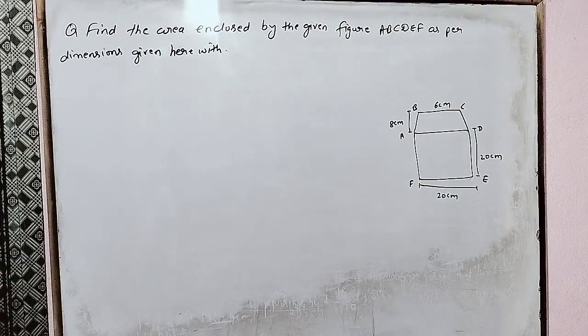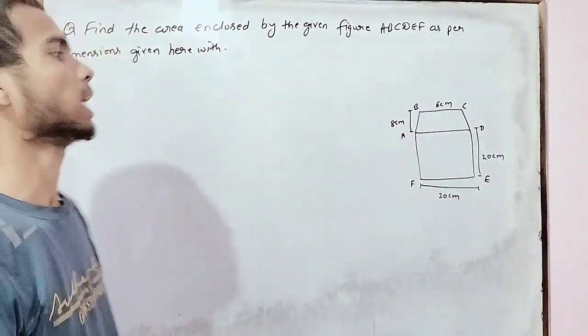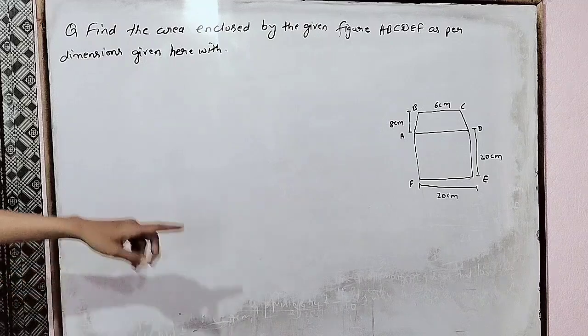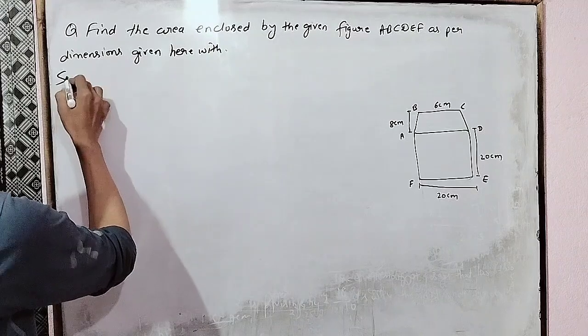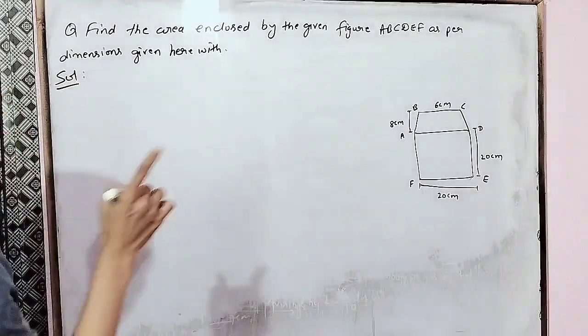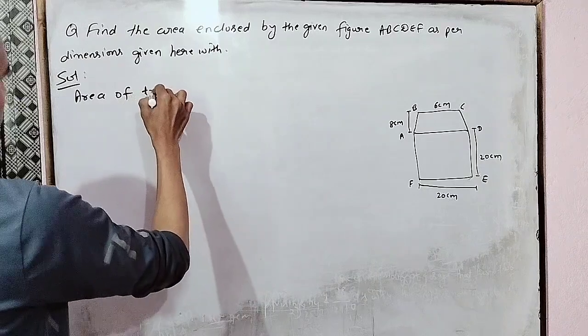So first of all, we will find the area of this trapezium. Then the second step will be to find the area of this square. It is very easy, I am telling you. Here, trapezium. Area of trapezium.